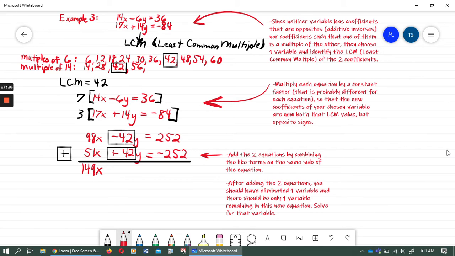149x. Okay. When we're doing negative 42y and positive 42y, combining those two like terms cancels those out or eliminates that variable, which is exactly what we wanted it to do. Alright, so that variable is gone. Poof, be gone. Alright, next, the next like terms are positive 252, negative 252.